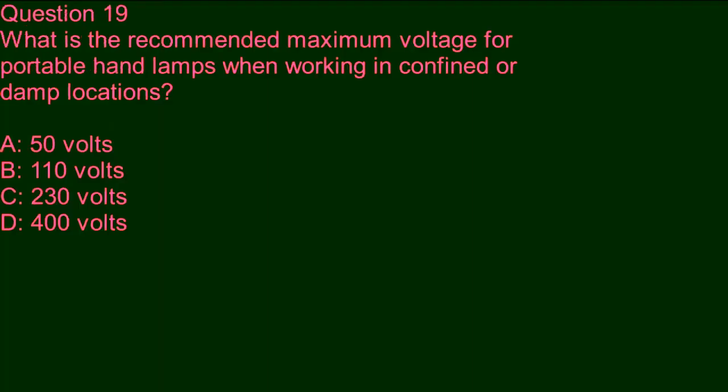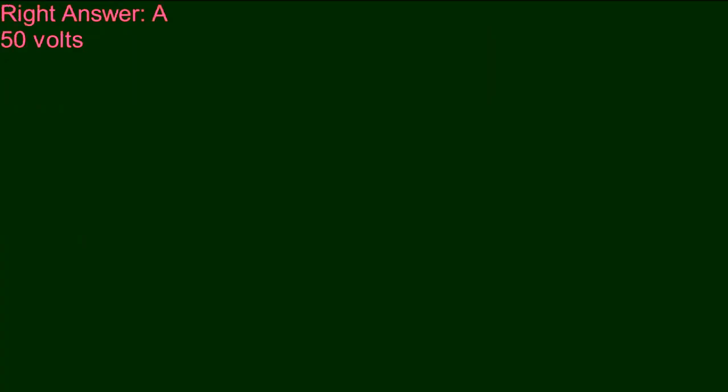Question 19. What is the recommended maximum voltage for portable hand lamps when working in confined or damp locations? A. 50 volts. B. 110 volts. C. 230 volts. D. 400 volts. Right answer, A. 50 volts.